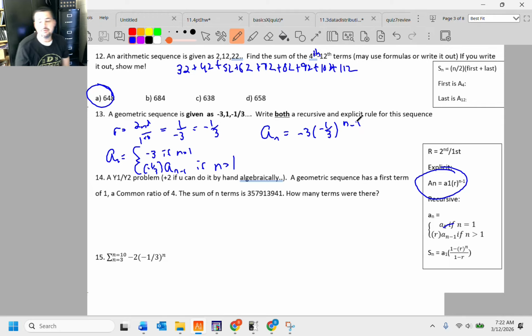Number 14 is a y1, y2 problem, plus 2 if you can do it by hand algebraically. A geometric sequence has a first term of 1, a common ratio of 4, and the sum of n terms is big, 357,913,941. How many terms were there? You're still going to do the setup.